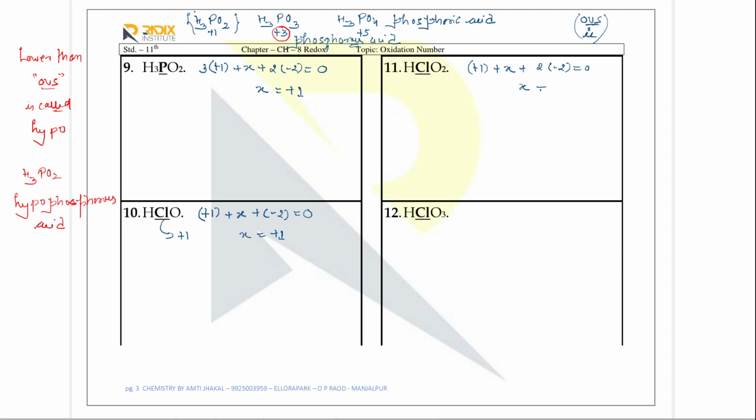Here hydrogen +1, chlorine X, oxygen 2 into -2 is equal to 0. So X is equal to +3. So chlorine is in +3 oxidation state. Now here hydrogen +1, chlorine X, oxygen 3 into -2 is equal to 0. So X is equal to +5.